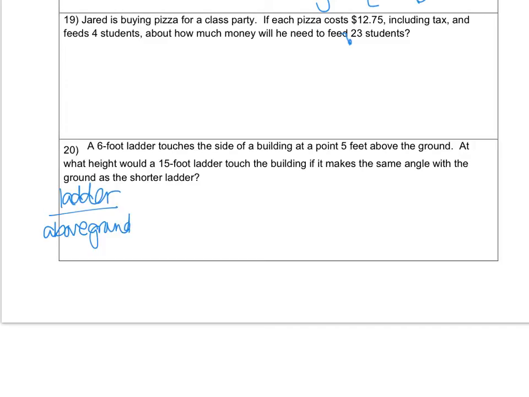Okay, so I know I need a proportion. I need 2 equal fractions. So I have a 6-foot ladder. Okay, so that's my numerator. It says it touches the side of the building 5 feet above the ground. So that's the distance above the ground.